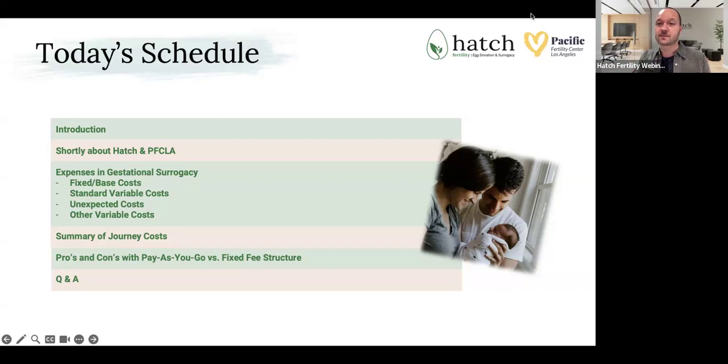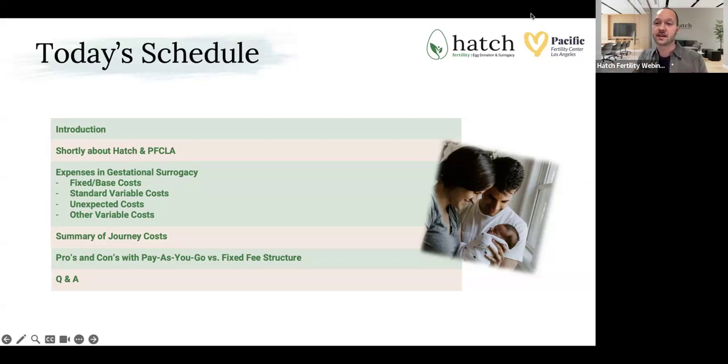So those are the unexpected costs, and also other variable costs to keep in mind. Then we'll do a bit of a summary of all those journey costs based on all of those different subcategories. And we'll discuss a little bit of our pros and cons with 2 different models that you can pursue when you look at surrogacy in the US.